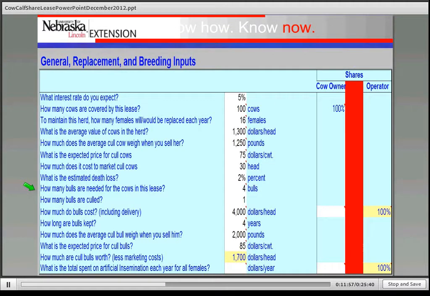How many bulls are needed for the lease? Again, if the cow owner is also providing the bulls, that's a contribution they're making to the calf crop. In this example, I showed that the operator is doing that. How many bulls are going to be culled each year in terms of bull turnover, the purchase cost of the bulls, how long they're going to be used, and then the average value of that bull when he's marketed. So these are all general replacement and breeding inputs that both parties can put into the spreadsheet to show what they're contributing.